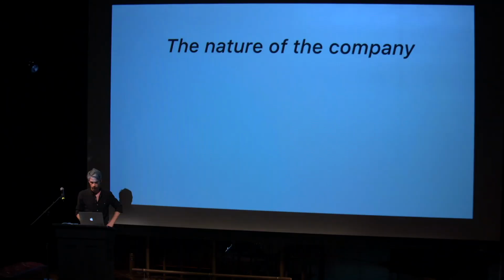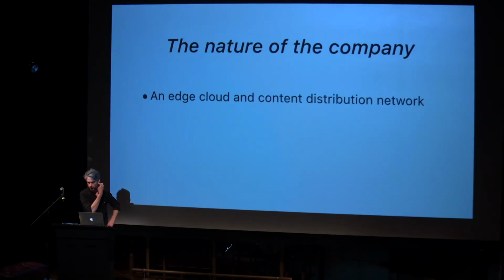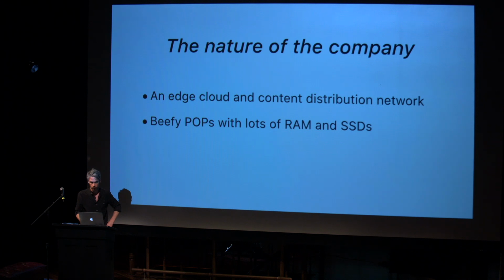So to understand our operating context, I guess it's necessary to understand a little bit about the company itself. Fastly is an edge cloud and content delivery network. We started in 2011 and have a slightly different take on the market. We use beefier machines in our POPs and a relatively modern software stack to provide a more featureful and programmable edge product, I would say.